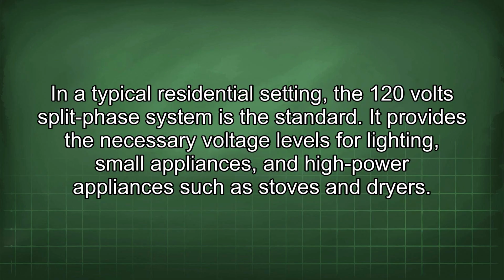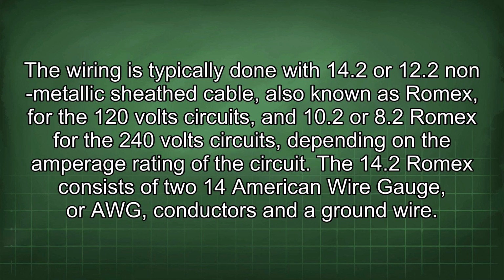In a typical residential setting, the 120-volt split-phase system is the standard. It provides the necessary voltage levels for lighting, small appliances, and high-power appliances such as stoves and dryers. The wiring is typically done with 14/2 or 12/2 non-metallic sheathed cable, also known as Romex, for the 120-volt circuits, and 10/2 or 8/2 Romex for the 240-volt circuits, depending on the amperage rating of the circuit.